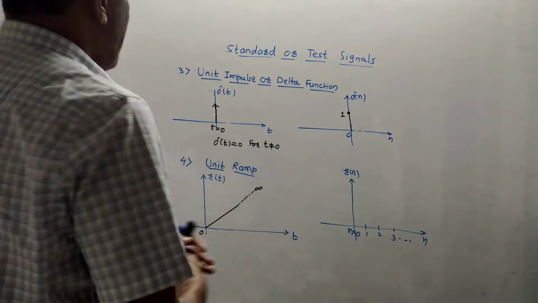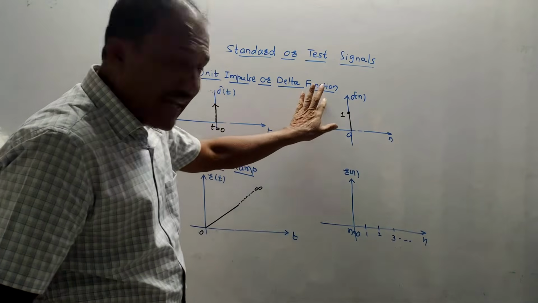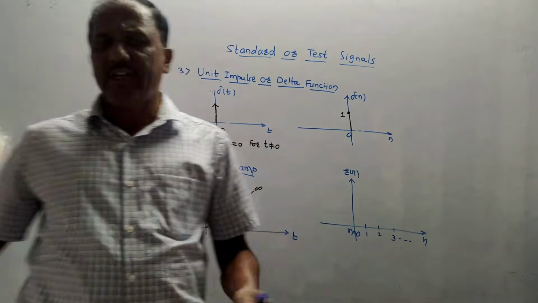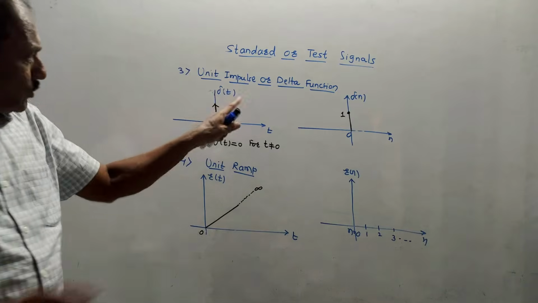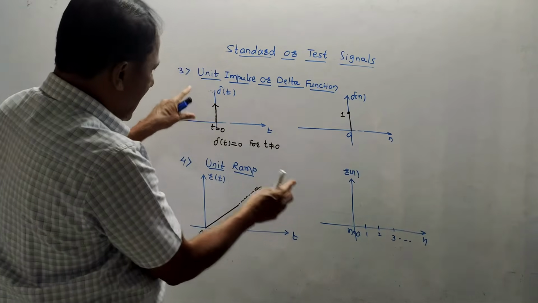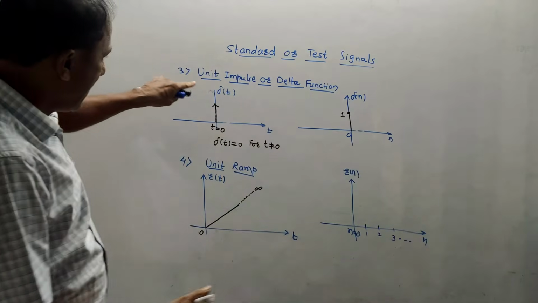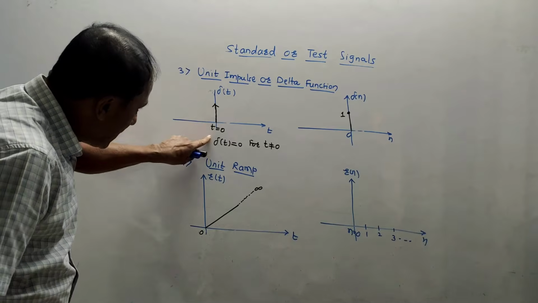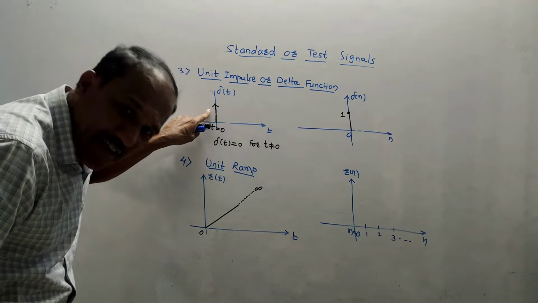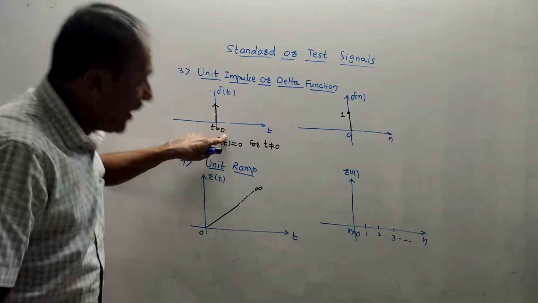The third type of signal, which is again very important, is the unit impulse or delta function. As the name indicates, unit means 1. There is only one pulse. As in the previous case, I am drawing the diagram for CT as well as DT, continuous as well as discrete signal. In case of the CT signal, it is represented by an arrow. I have shown one arrow which is at t equals 0.